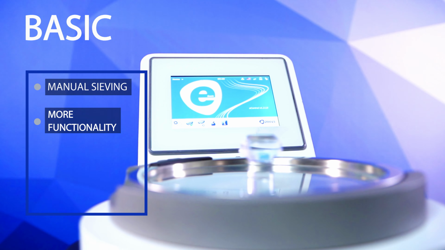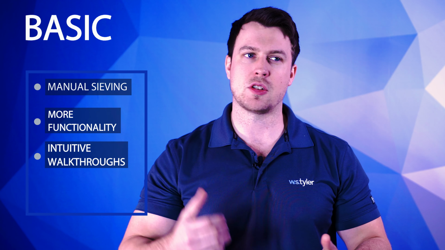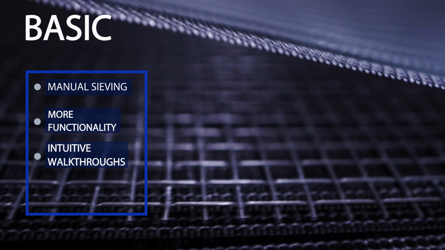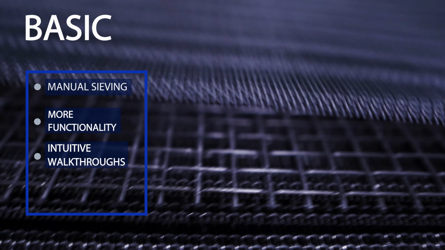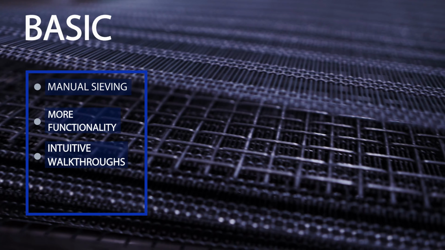You can enter the time, you can enter the amount of sieves that you're running, and it's going to walk your operators through the steps. So let's say you start with 150 mesh, and then you go down to 100 mesh, and then you keep going down. It's going to walk them through so they can't make any mistakes.